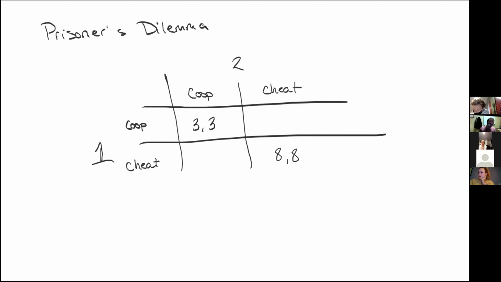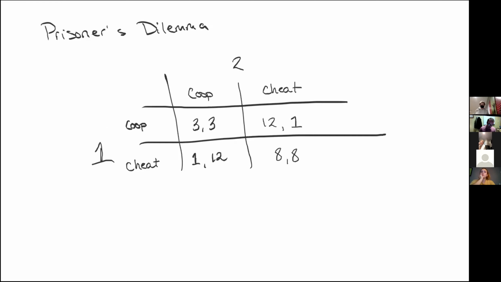But if player one keeps their mouth shut and player two rats out, player one spends 12 years in jail and player two only spends 1 year in jail. Does that make sense? They get credit for helping the investigation or whatever. And the other one is true too. If player two keeps his mouth shut and player one rats out player two, then player one gets rewarded with a reduced sentence and player two spends 12 years in jail.